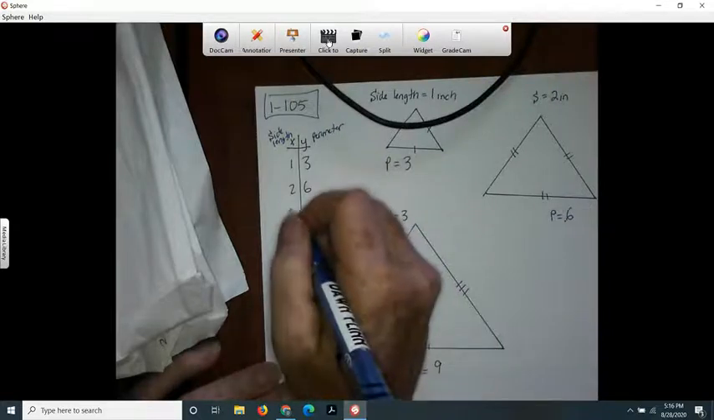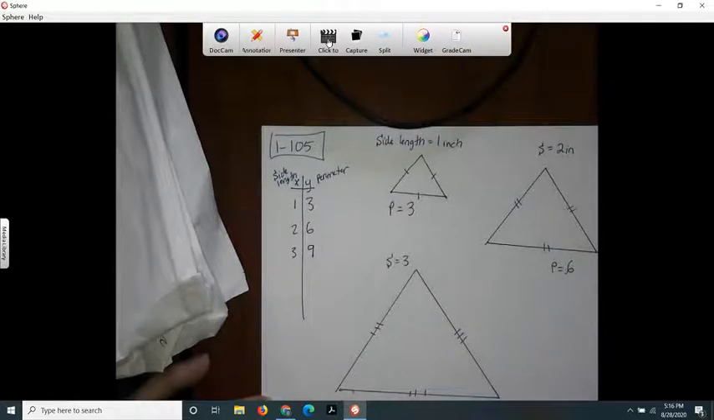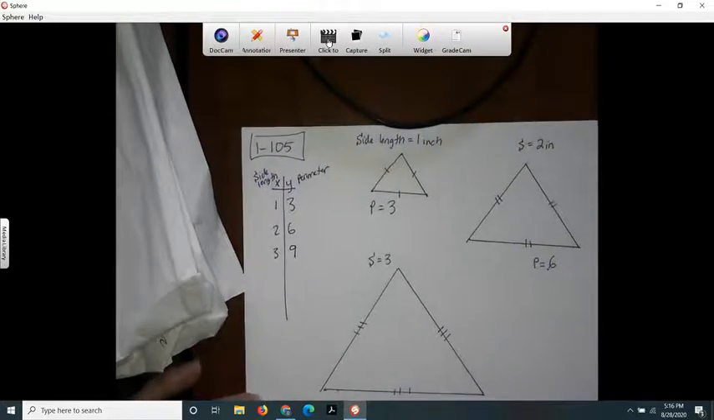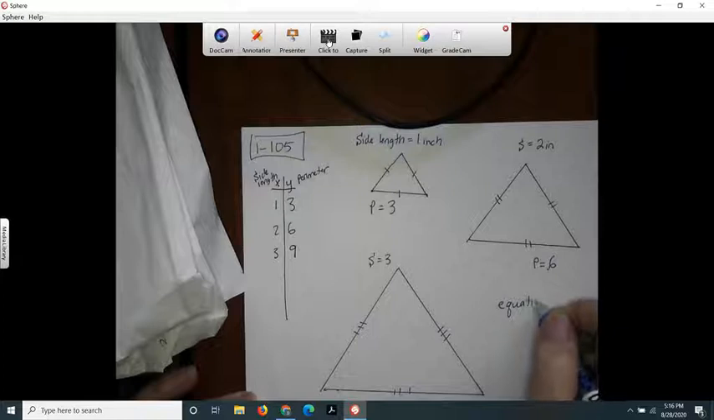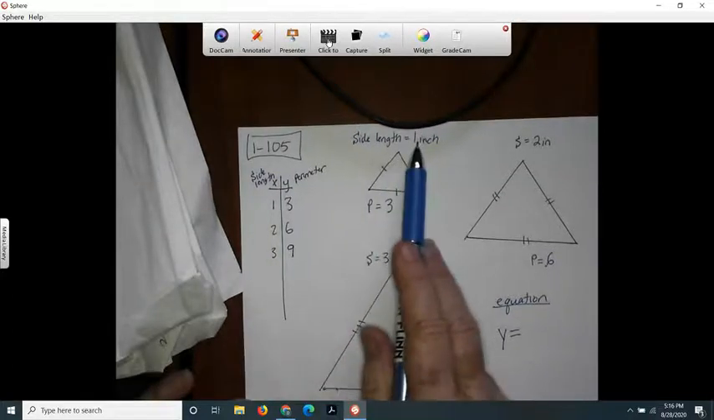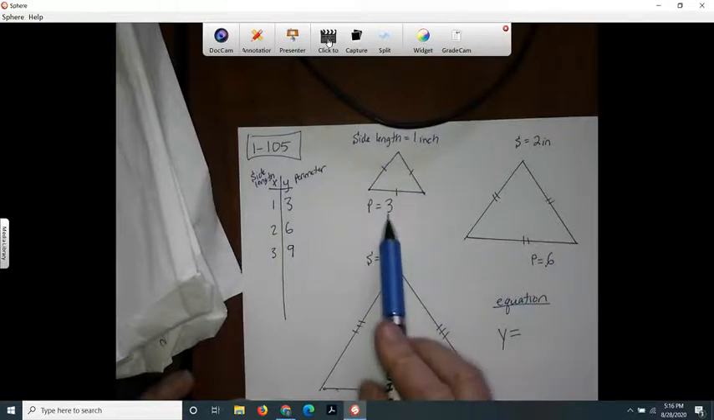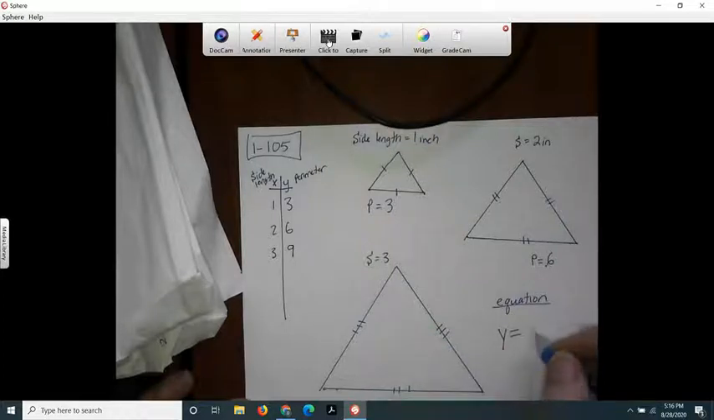Now I need an equation and a graph, because those are the 3 multiple representations. So my equation, you might be able to guess this, is Y equals, well, what's happening? Whatever I put in is getting multiplied by 3, isn't it? 2 times 3, 3 times 3. So that would be Y equals 3x. That is my equation. This is my table.